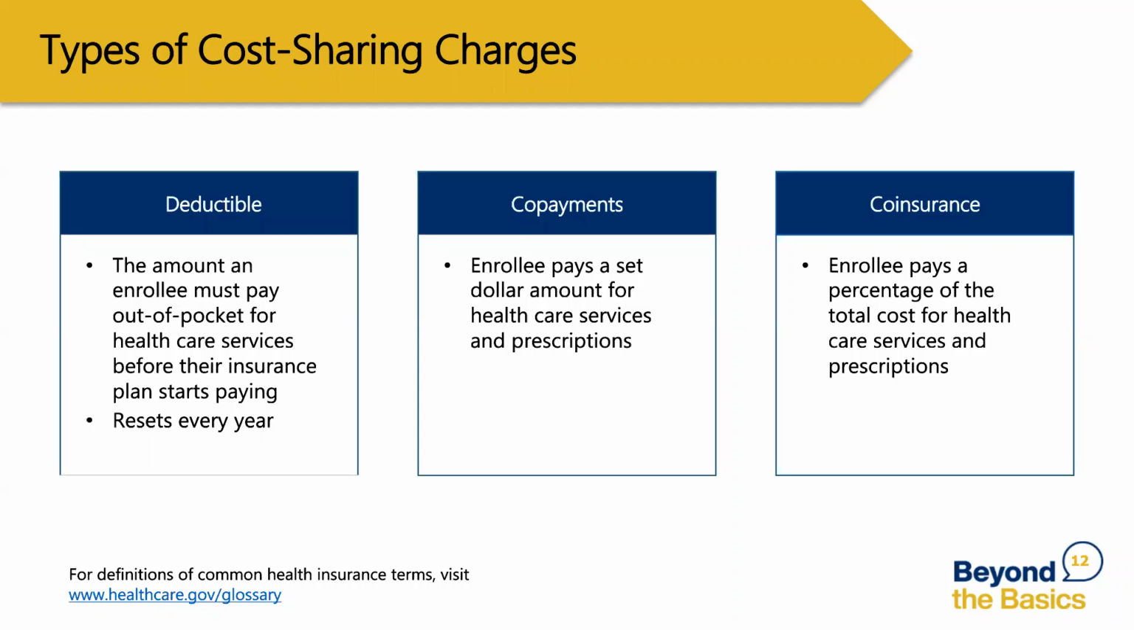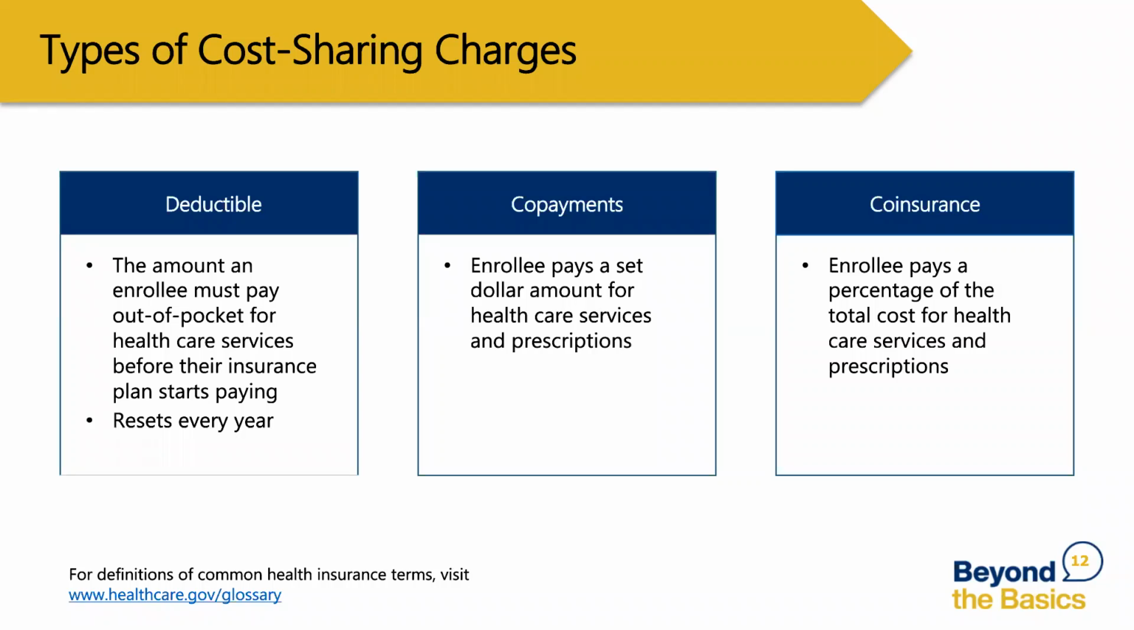Copayments are a set dollar amount that an enrollee pays for healthcare services like prescriptions. So for example, the copayments that you might pay for generic drugs, maybe that'll be $10 per drug or $15 per drug, or you would have a copayment for your physician visit, which is maybe $25. So those are copayments because they're set dollar amounts.